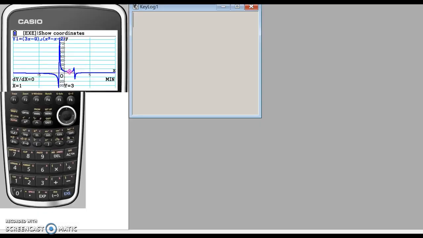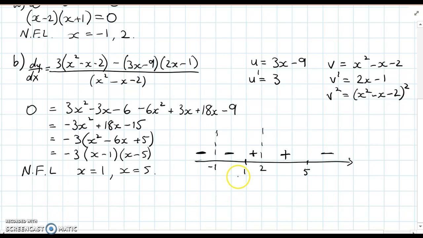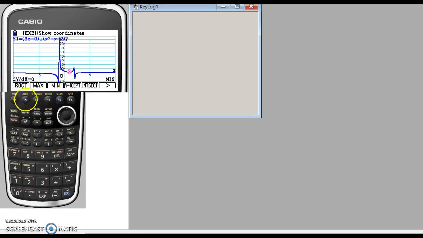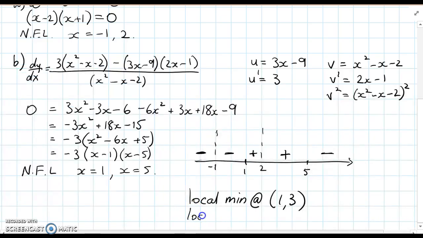So we can check that. I've already got the local minimum at (1, 3), which would be this section of our sign diagram. And if we've done it correctly, we should be able to find the maximum at (5, 1/3). So the key thing here is to remember to include both your vertical asymptotes and your x-intercepts along your sign diagram.